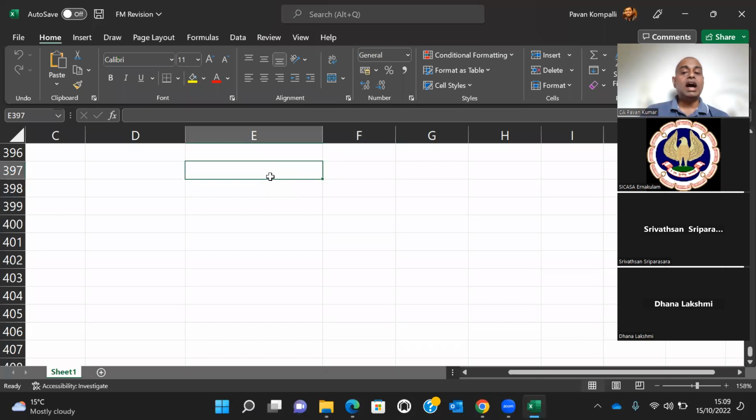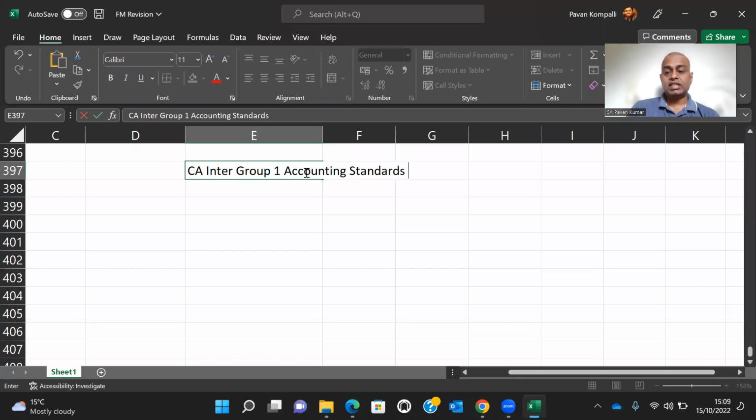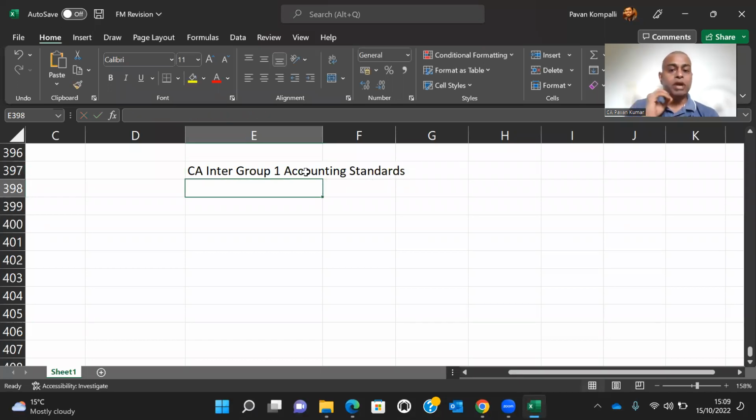So today, what is the agenda for the day? We are going to discuss CA Inter Group 1 Accounting Standards. This is going to be a super quick revision class of accounting standards for Group 1 for those students who are writing exams in November 2022.